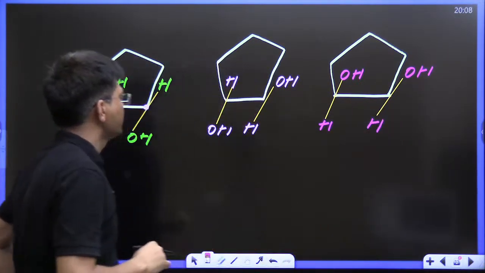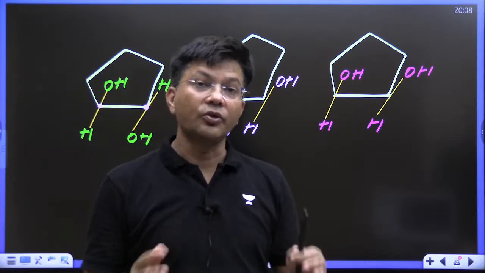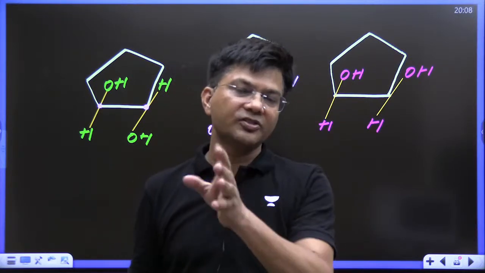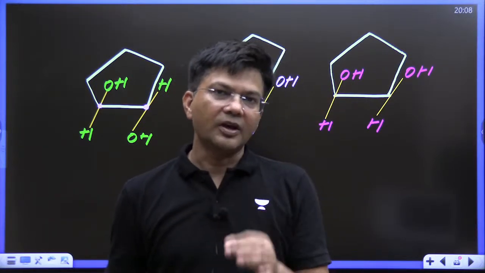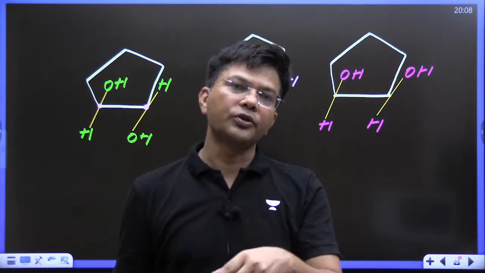Now see compounds. First of all, let me know, this cyclopentane 1,2-diol is going to show GI or optical isomerism. What type of isomerism will this compound show? This compound will show geometrical isomerism or optical isomerism, or both, or none.